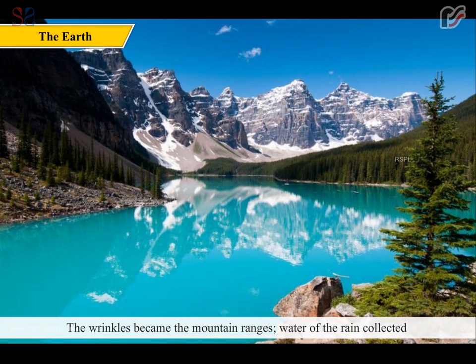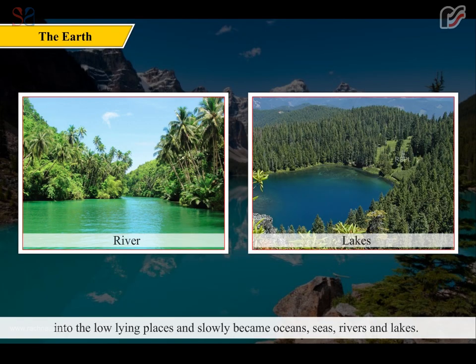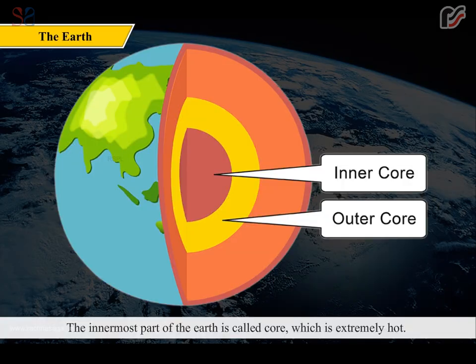Water of the rain collected into the low-lying places and slowly became oceans, seas, rivers and lakes. Below the crust, a thick layer of mantle is present. It is made up of a mixture of rocks and metals. The innermost part of the Earth is called core, which is extremely hot.